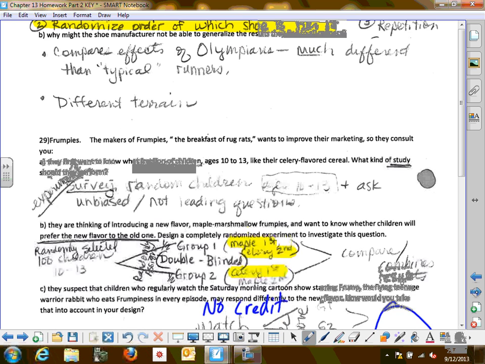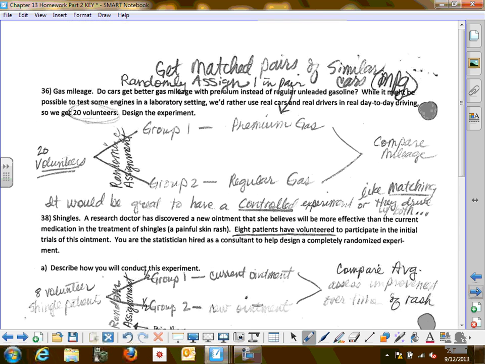There's another one. Oh, over here. Look at this. I think I did an absolutely horrible job of this design. Let's tear it apart. You tell me what's wrong. All I did was take the 20 volunteers. I had one group use the premium gas and one group use the regular gas, which I guess is half. I don't even say. Okay, so I just totally did pitifully.